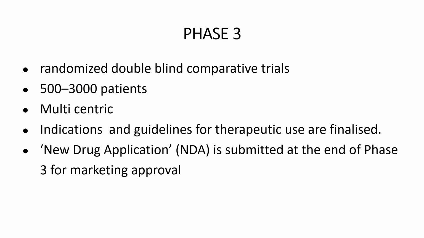Phase 2 studies provide key information on the effectiveness and safety of the drug. Phase 3 studies are multicentric, larger studies. They are mostly randomized, double-blinded comparative trials. Almost 500 to 3000 patients are recruited. The indications and guidelines for therapeutic use are finalized in phase 3. The effectiveness, safety, and tolerability which have been studied in phase 1 and phase 2 will be confirmed here. And at the end of phase 3, a new drug application is submitted for getting the marketing approval.